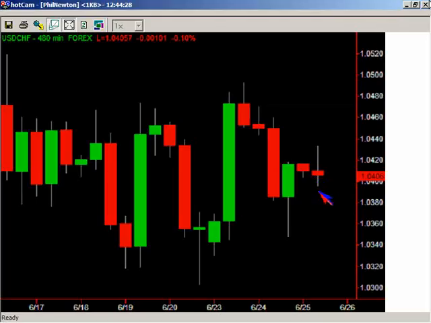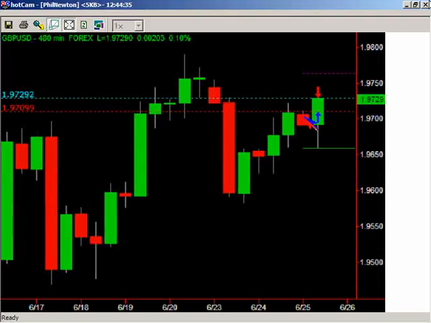Did trigger the low first. Oh no, triggered the high then the low. So that one would have appreciated the loss as well. And pound against the dollar, inside bar, looking for a long trade and opportunity.